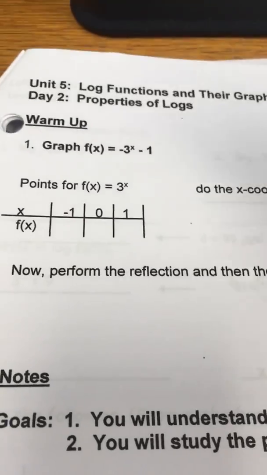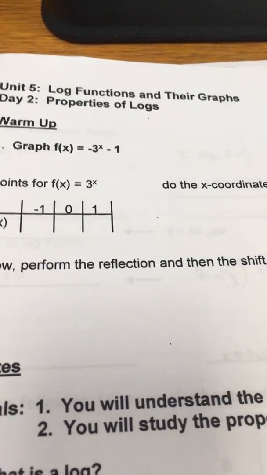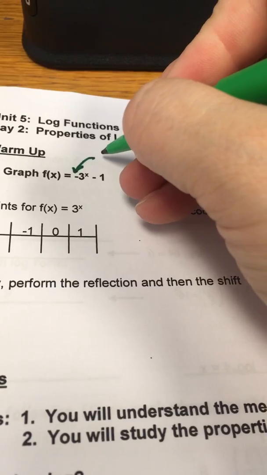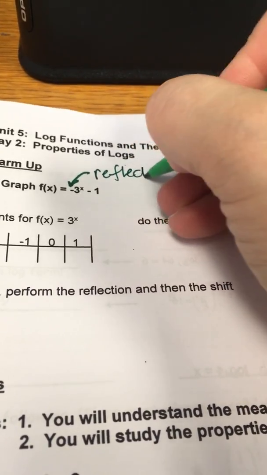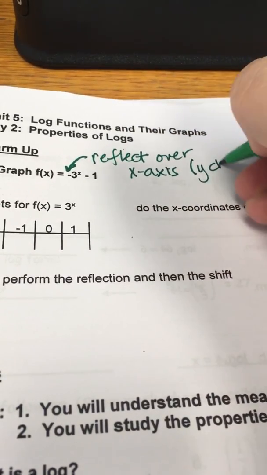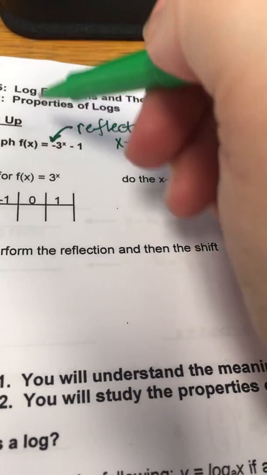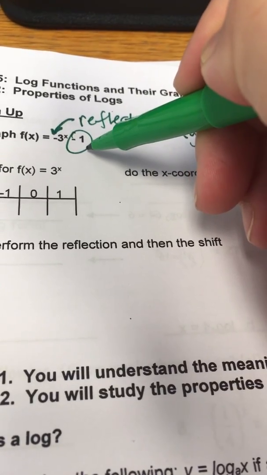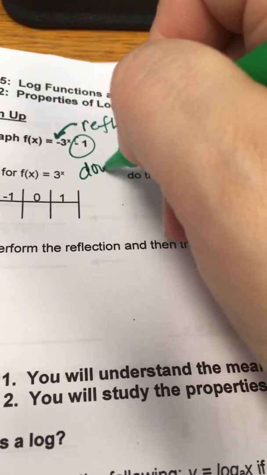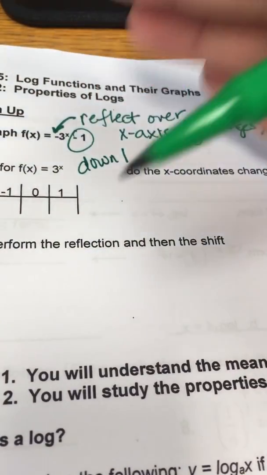I'll do my best. If you are comfortable on the warm-up from what we did yesterday, pause this, go to the end of it, and double check to make sure. Just a couple things, though. When you see this, make sure you reflect over the x-axis, which means the y changes to its opposite. And this means the function of the graph, everything, even the asymptote, moves down one. So everything shifts and just gets pushed down one, so it's like a translation. You flipped it and then pushed it down.